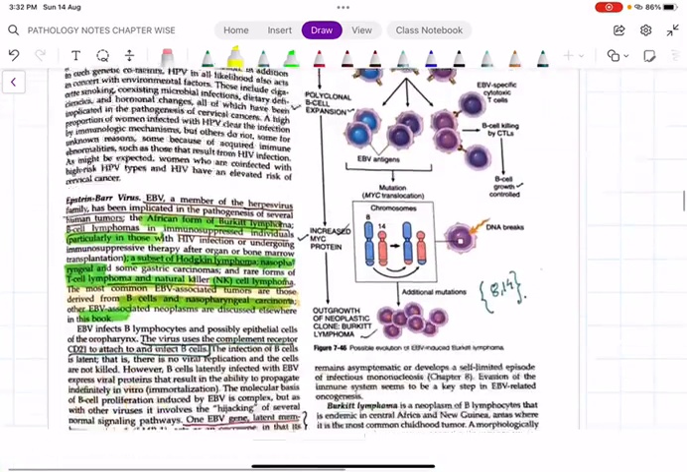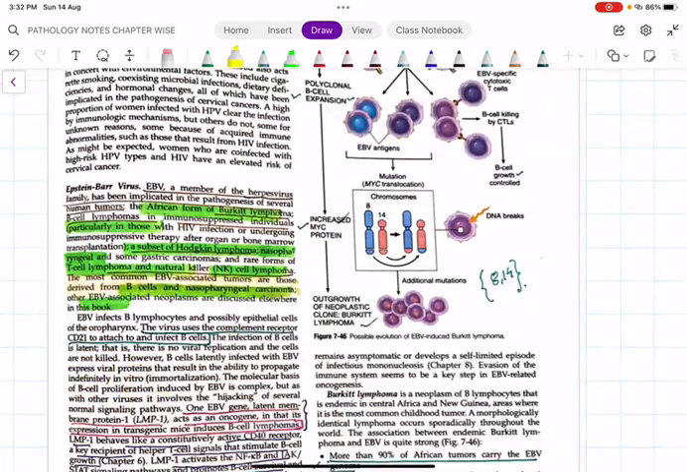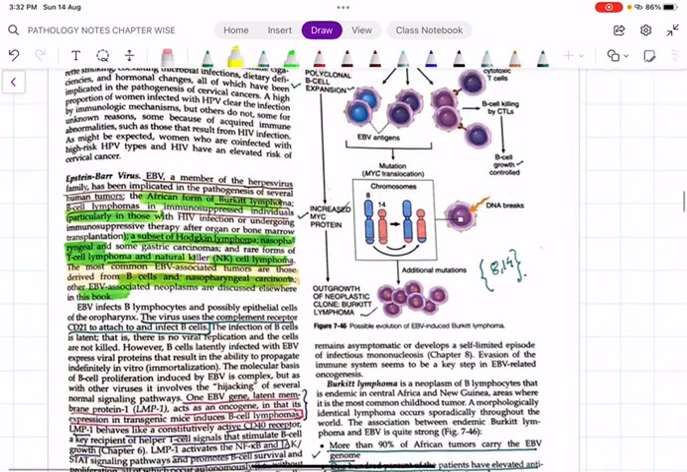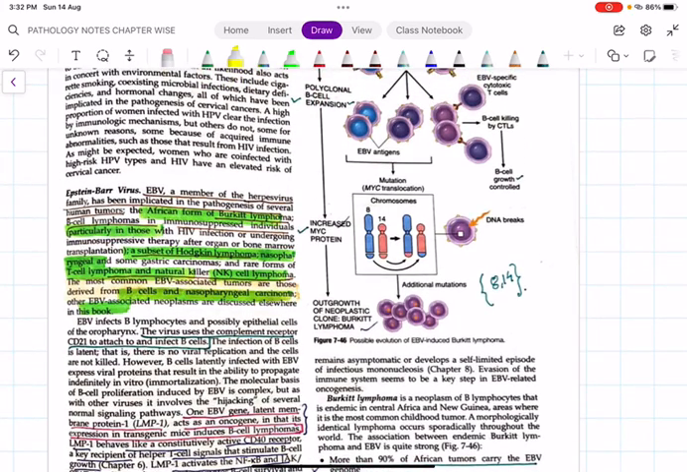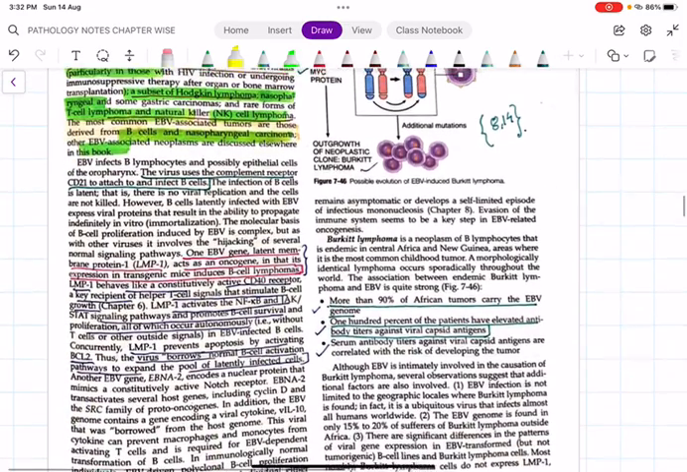Fine. Then Epstein-Barr virus. Again, Epstein-Barr virus is going to cause Burkitt's lymphoma, Hodgkin's lymphoma, nasopharyngeal carcinoma, and, of course, some forms of gastric carcinoma. Out of that, the most important are Burkitt's lymphoma, nasopharyngeal carcinoma, and some other variants of Hodgkin's lymphoma.